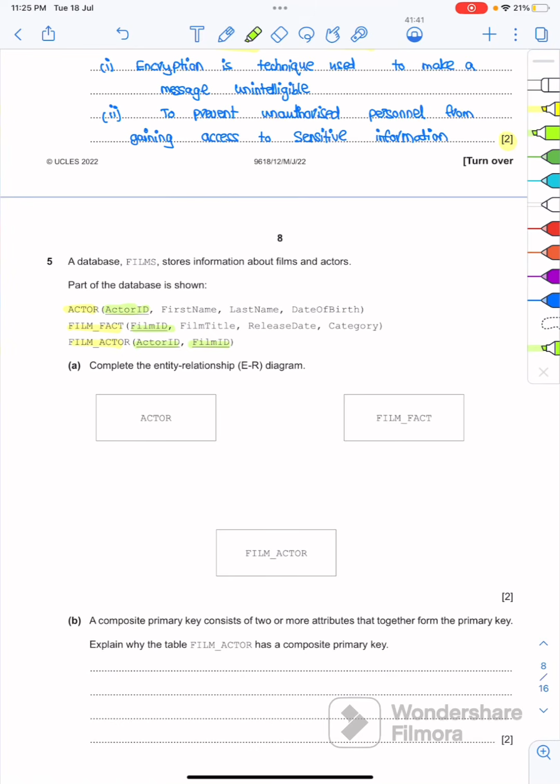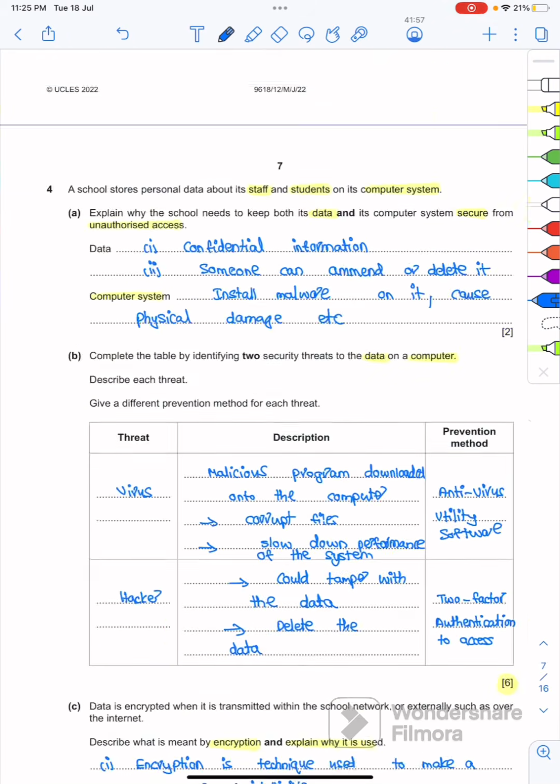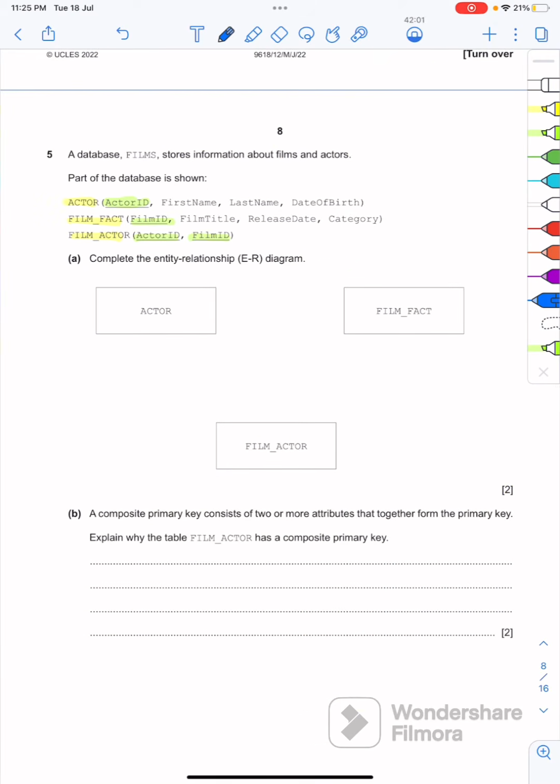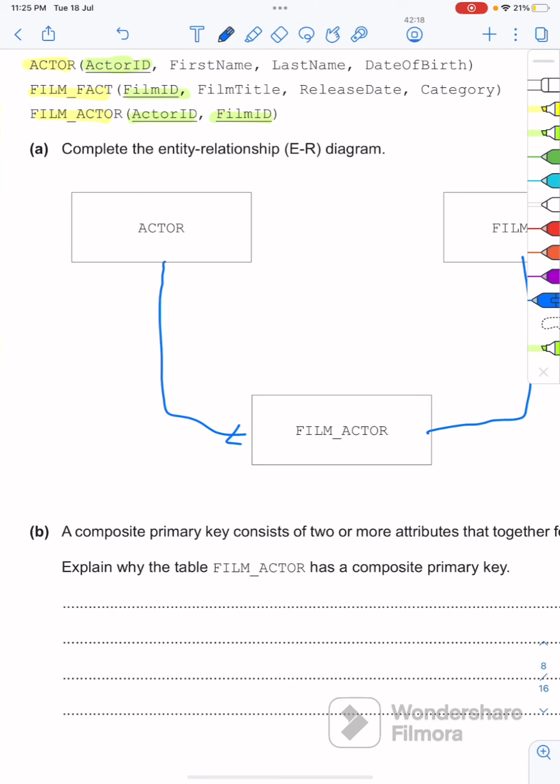All right, so complete the entity relation diagram for this. The trick in this is that the table which has the primary keys of the other tables, you're going to draw an arrow from that. So it's a one-to-many relationship between film actor and film fact. So you're going to draw a relationship like this, draw another one like this, and since film actor has the primary keys of actor and film, the arrow is going to be from the film actor. So it's a one-to-many relationship, right?